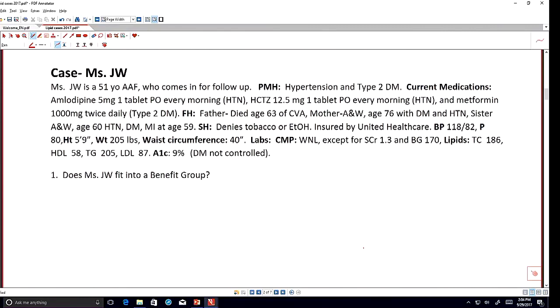Blood pressure is 118/82. Weight's 205 pounds. Waist circumference is 40 inches. Serum creatinine is 1.3. Blood glucose is 170. Total cholesterol is 186. HDL 58. Triglycerides 205. LDL is 87. And A1C is 9%. That just means the patient's diabetes is not well controlled. All right, so take a few minutes and answer these questions.